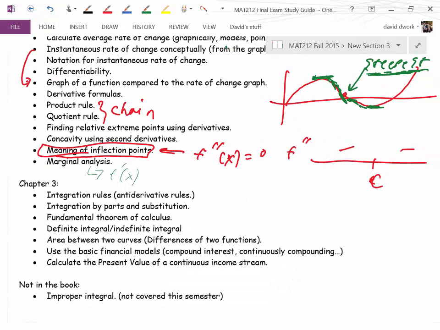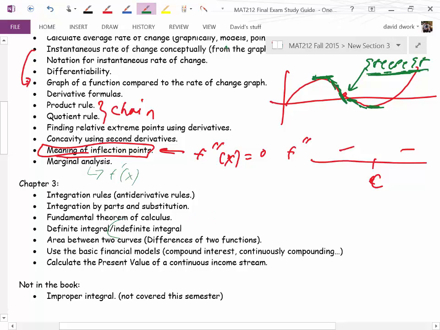Chapter 3, way more straightforward. Just, do you know your integration rules? Can you find antiderivatives? Can you do integration by parts and substitution, those two techniques? Can you apply the fundamental theorem of calculus, which we already talked about before? Can you find an integral with a definite integral or an indefinite integral?